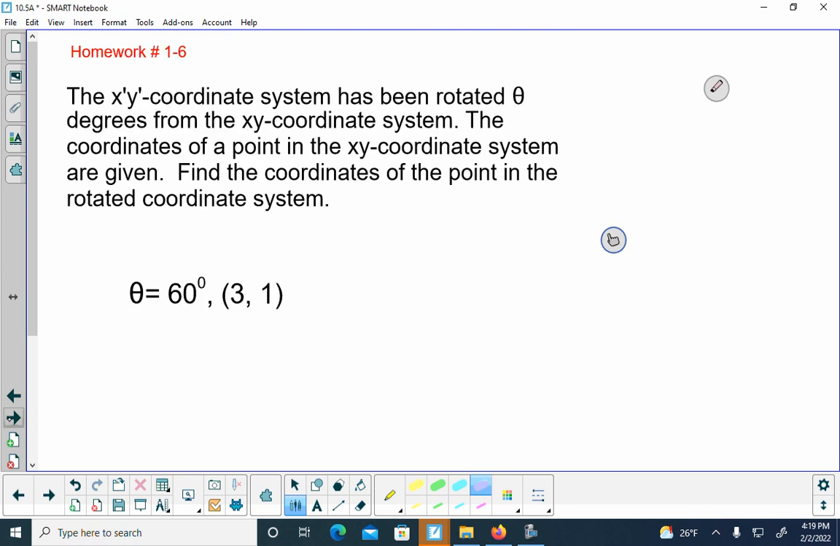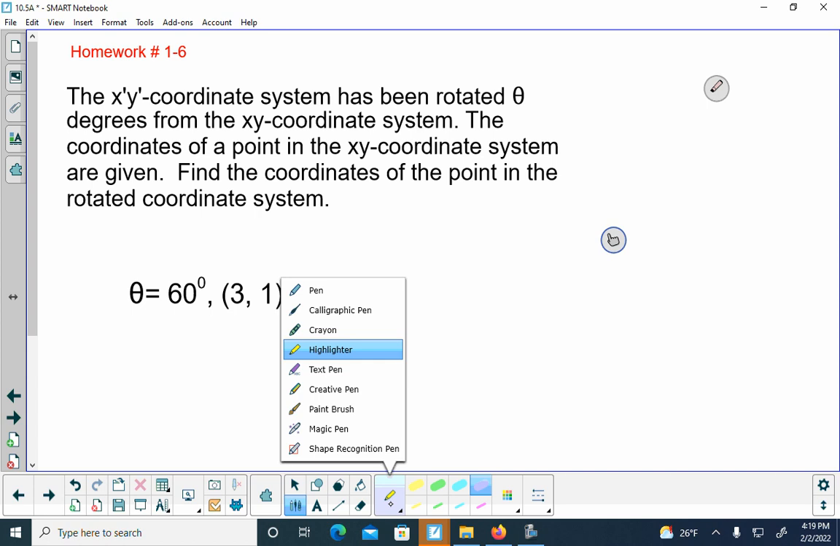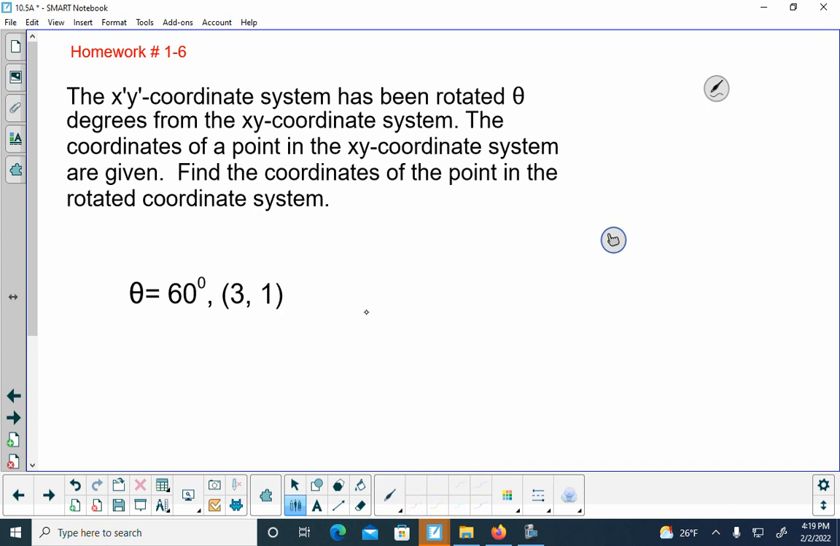The homework for 1 through 6 says the xy coordinate system has been rotated theta degrees. What that's telling me is that my coordinate system has already been rotated 60 degrees in this example. The coordinates of the point in the xy coordinate system are given. So this is a point in the normal xy system, and I want to find the new points. Find the coordinates of the point in the rotated coordinate system. The point in the rotated coordinate system is at x prime, y prime, and that's what I'm looking for.